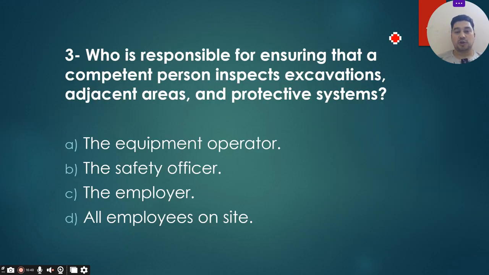Question for you: who is responsible for ensuring that a competent person inspected excavations, adjacent areas, and protective systems? Who is responsible to make sure that a competent person is doing his roles and responsibilities properly? So what is your answer? A, B, C, or D? Again, you can pause the video and choose your answer. I'm moving to the answer.